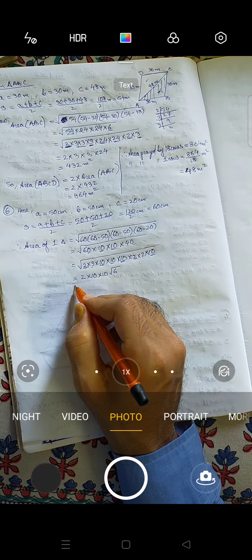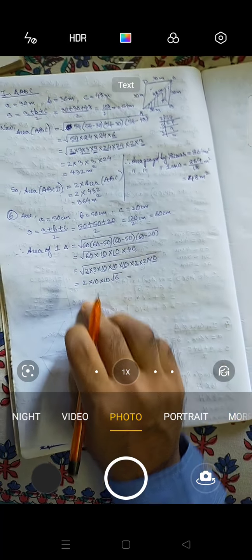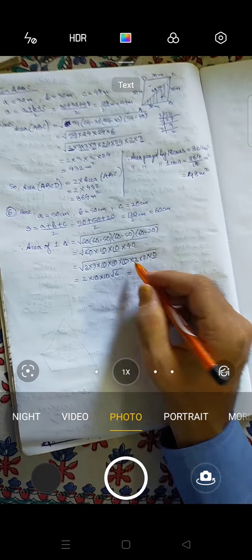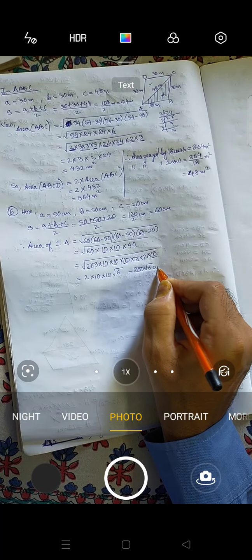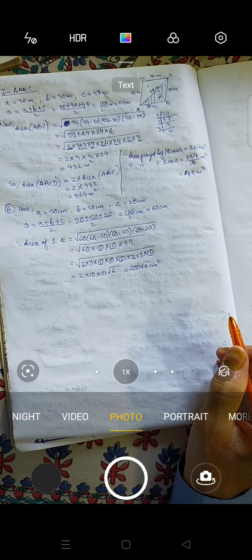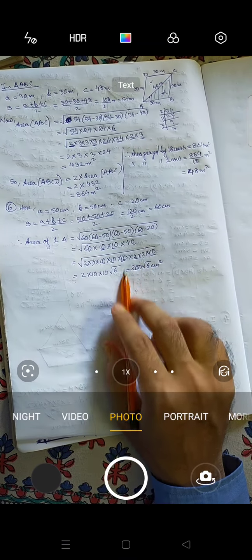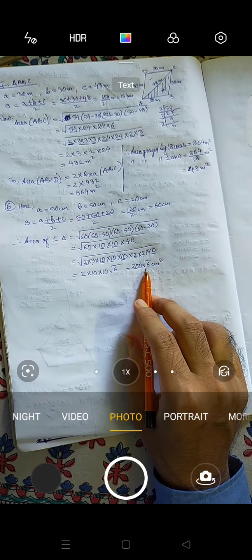Now we will multiply this one. I am writing it over here. You will write in the next line. So this will become 200 root 6 centimeter square. Now this is a single digit, so no need to find the value of root.